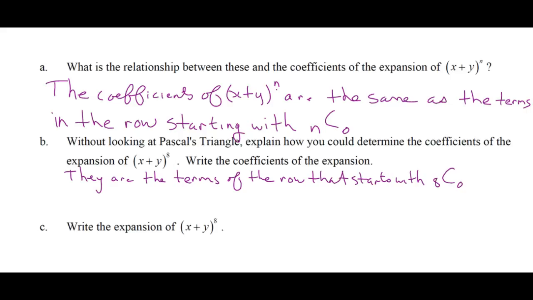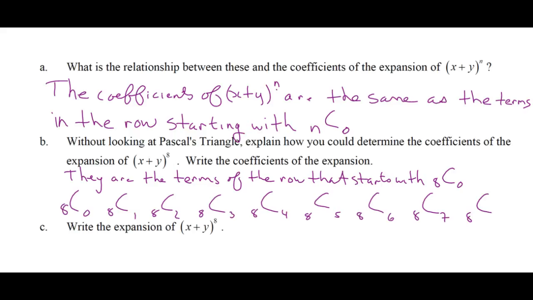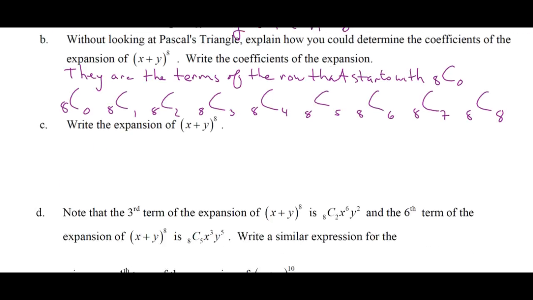So I want x plus y to the 8th. I just start with 8 choose 0. Write the coefficients of the expansion. So without doing the numbers, the coefficients are going to be 8 choose 0, 8 choose 1, 8 choose 2, 8 choose 3, and so on up to 8 choose 8. Should have used bracket notation. Now write the expansion, the actual expansion.